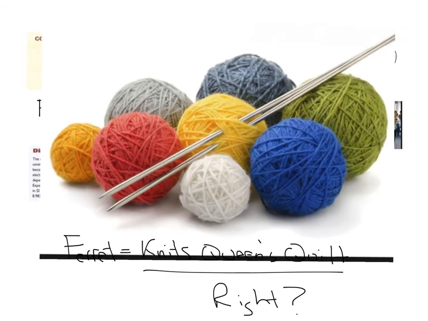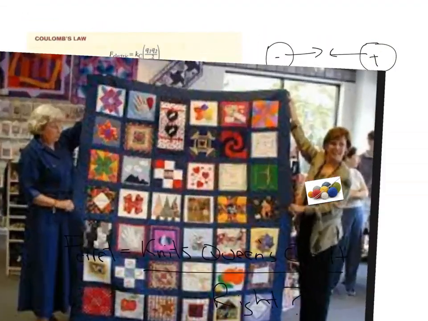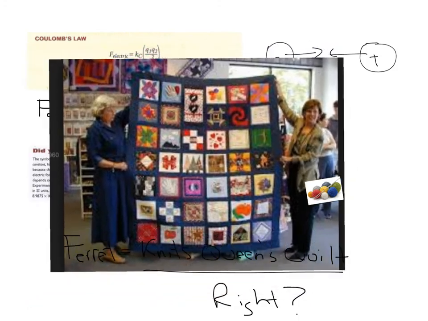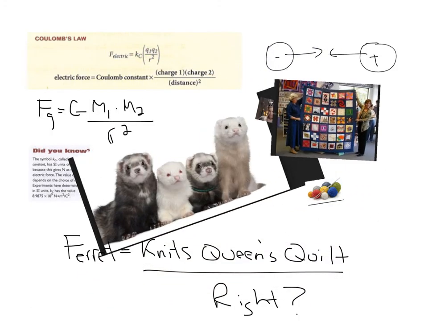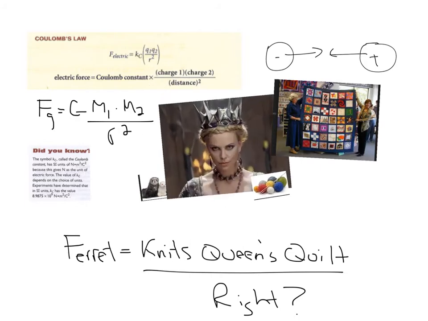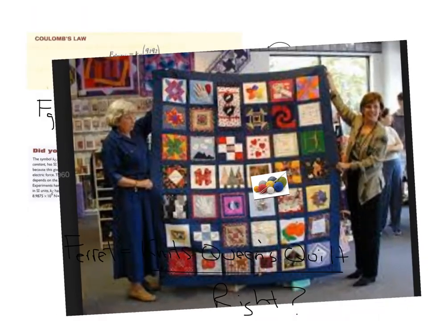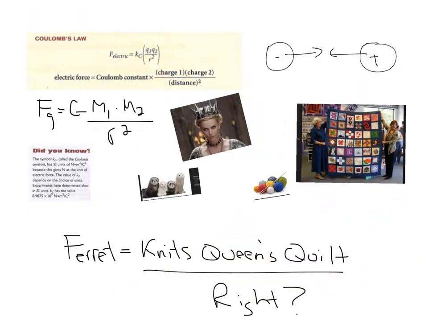Ferret, knits, queens, quilt. Right? So ferret, knits, queens, quilt. Okay, right? So ferret, knits, queens, quilt, right? So that's one way to kind of remember the equation. Now, let's put it to practice.